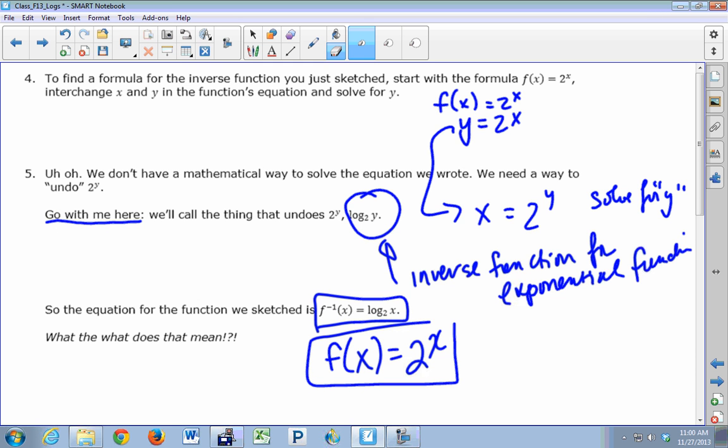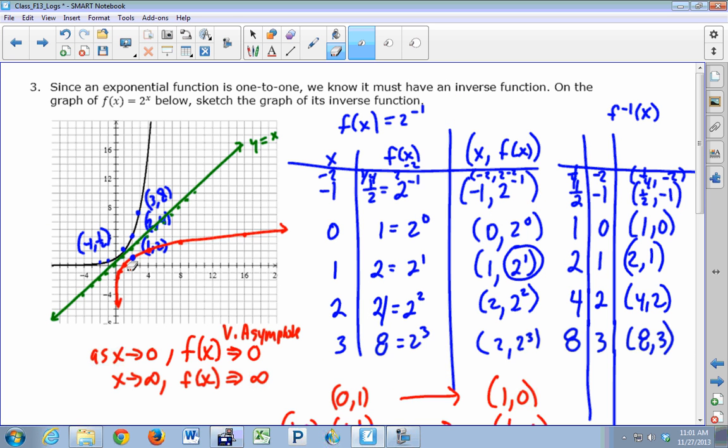So f of x equals 2 to the x, we call the exponential function. Its inverse, we write this way, is called a logarithmic function. I'm just going to put log period instead of writing it all out, logarithmic. All right, so let's figure out what this logarithmic function looks like. Well, we actually saw what it looked like. Here it is right here. Here's log base 2 of x. This is what it looks like.